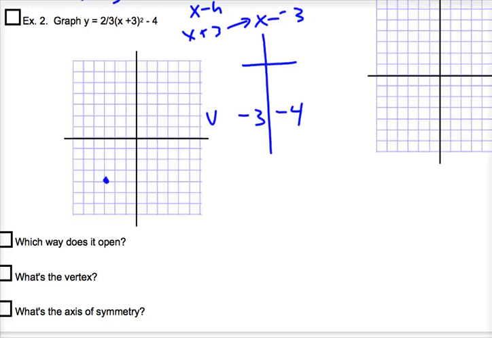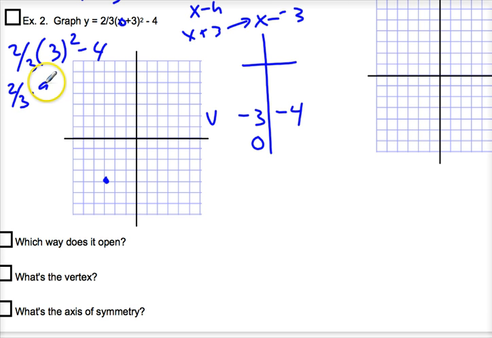So what I would do then is you can find the y-intercept by plugging in x as 0. So let's plug in x as 0. Let's see what happens. You get 2/3 times (0 plus 3) squared minus 4. 0 plus 3 is 3. You'd have 2/3 times 9 minus 4. 3 squared is 9. 2/3 times 9 is 6, 6 minus 4 is 2. So when you plug in 0, you get 2.